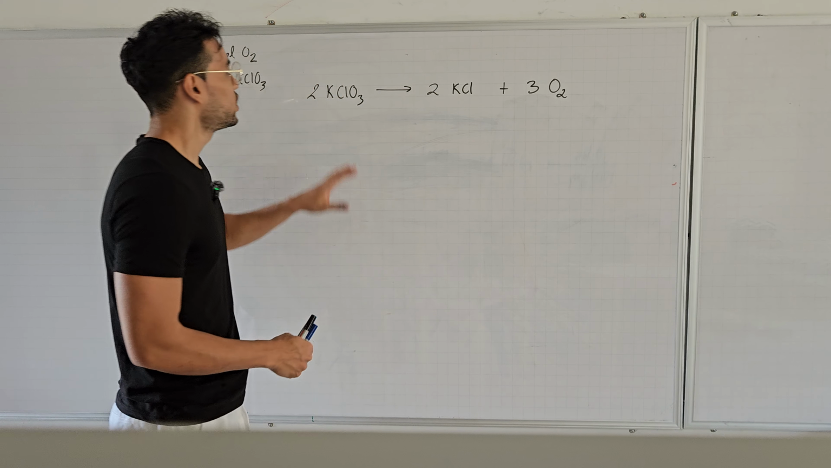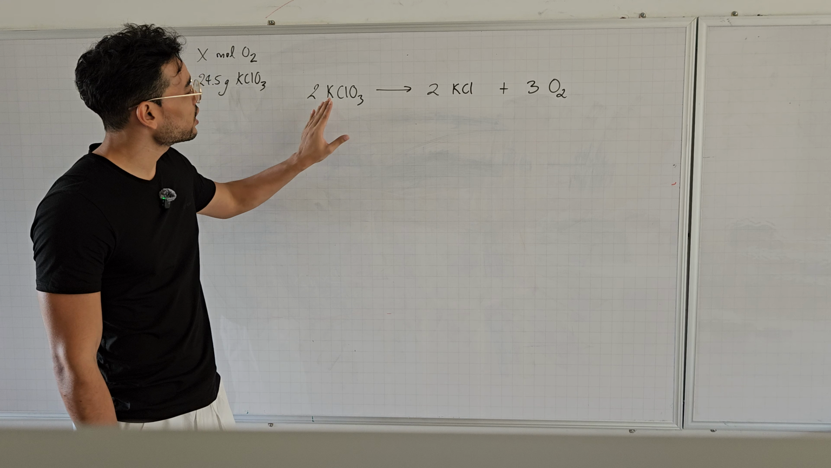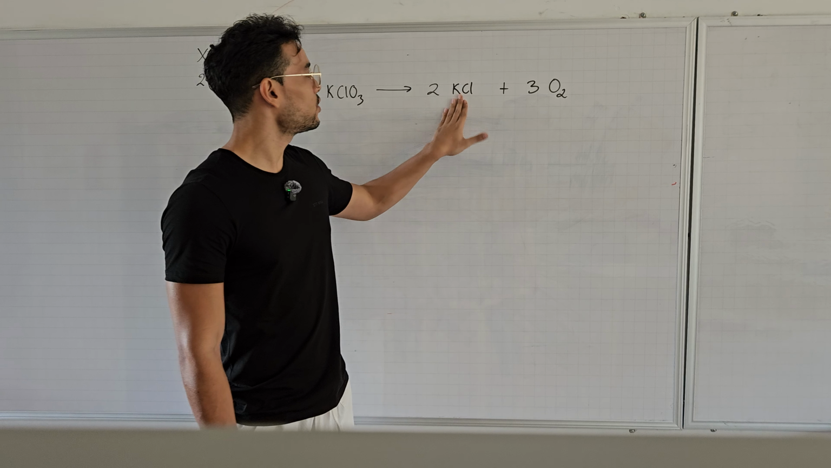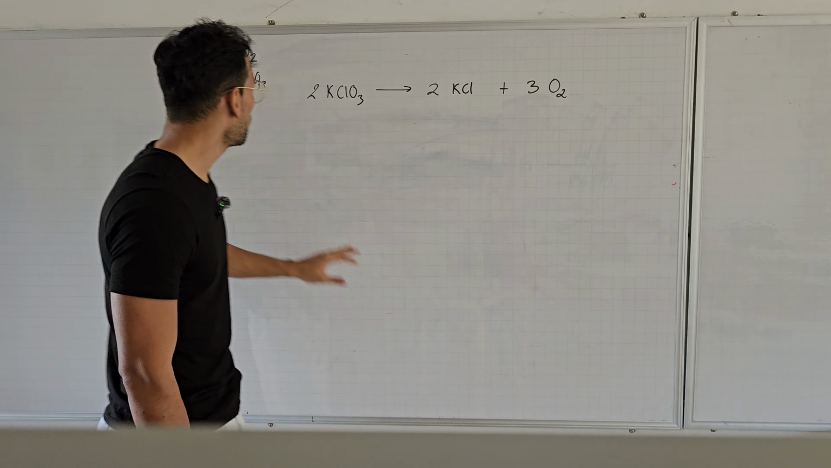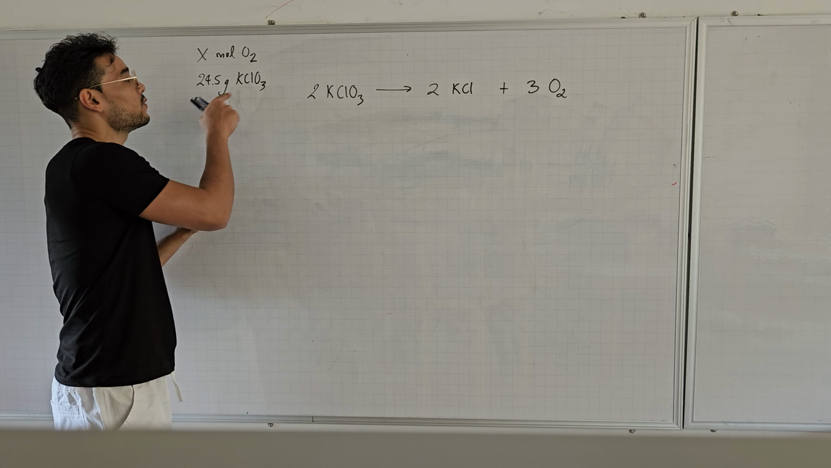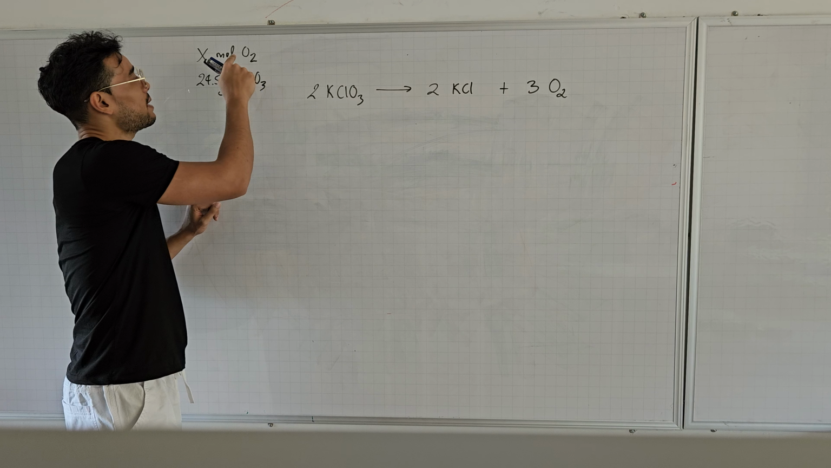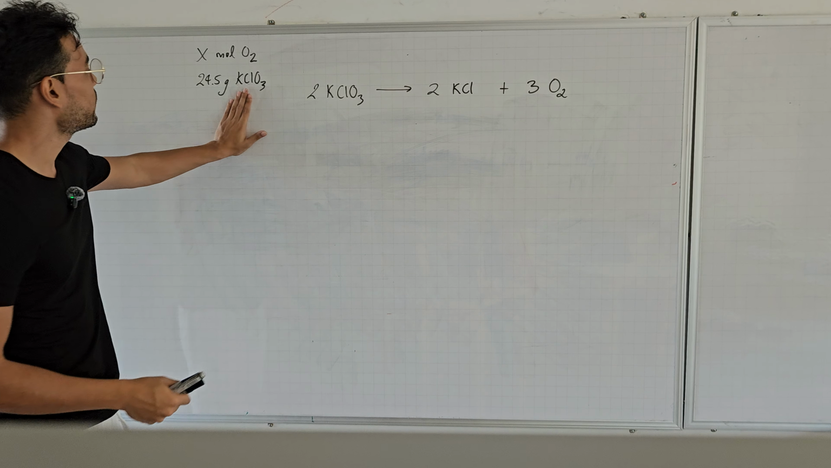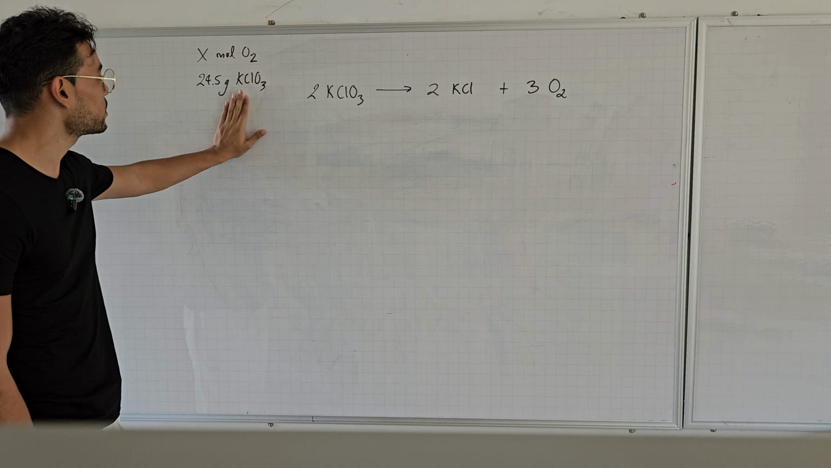All right, so we have this equation. The equation basically tells us about the decomposition of potassium chlorate into potassium chloride and oxygen. The problem essentially tells us that we have 24.5 grams of potassium chlorate and we need to find the number of moles of oxygen. So we have this amount as a starting material or as a starting point.